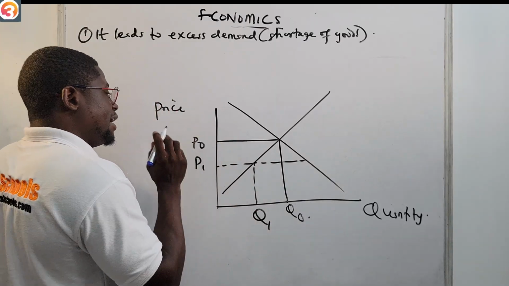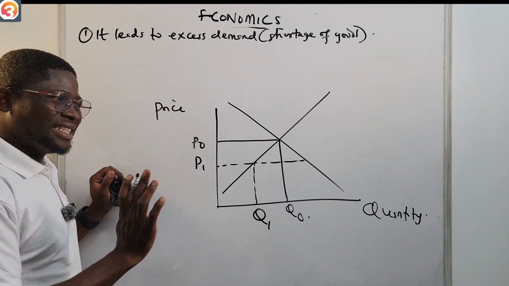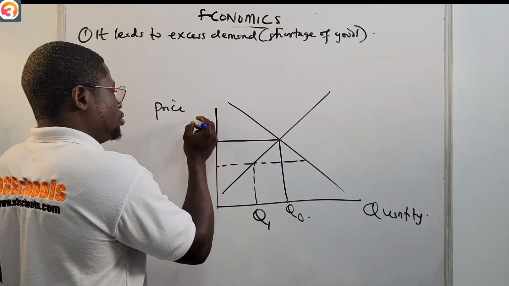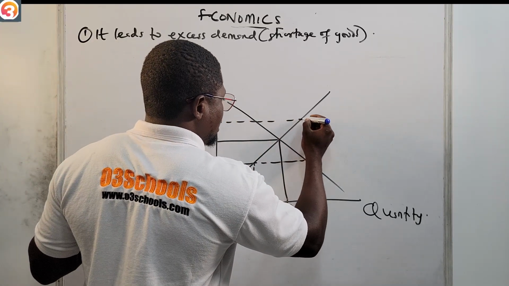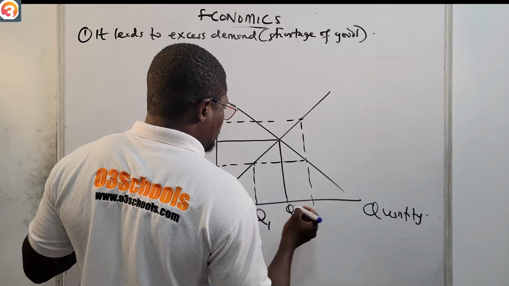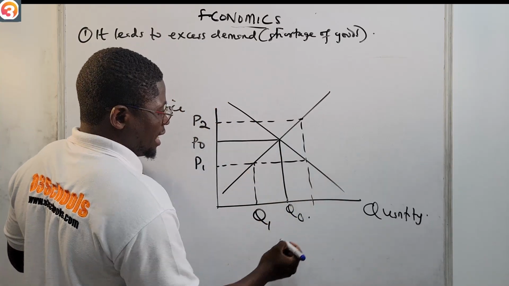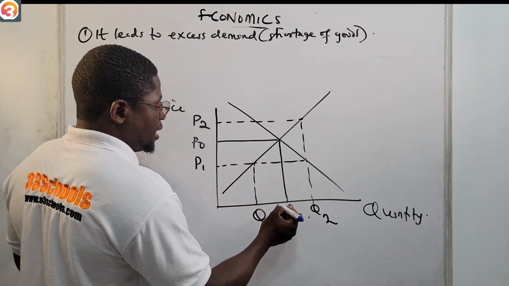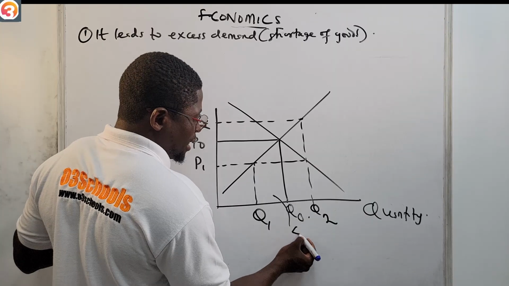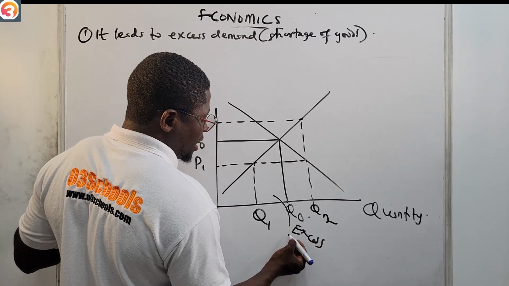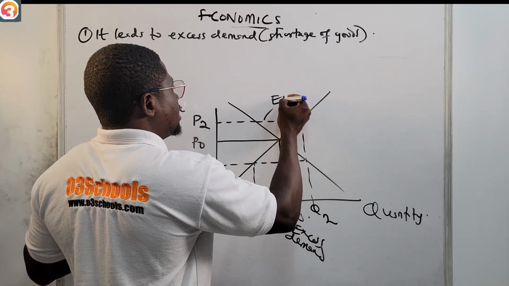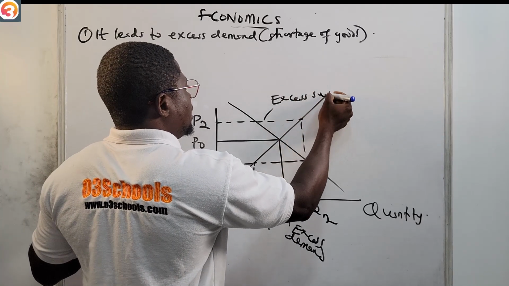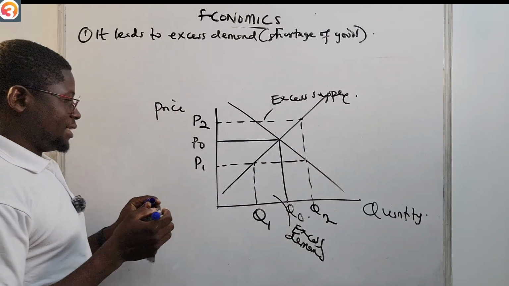Then for minimum price legislation, the price is usually set above the equilibrium. So this is our P2. It will hit here, then hit here, and come down. So this is our Q2. This region shows excess demand, and this region shows excess supply. Please take note of that.